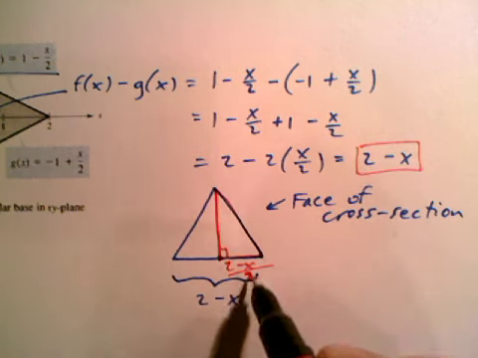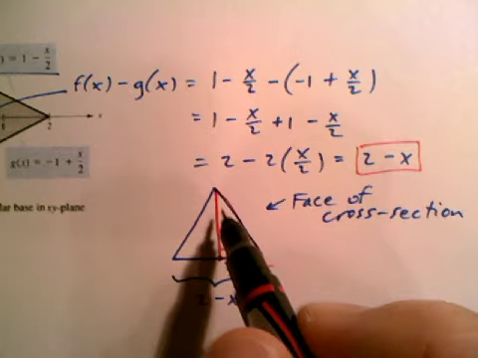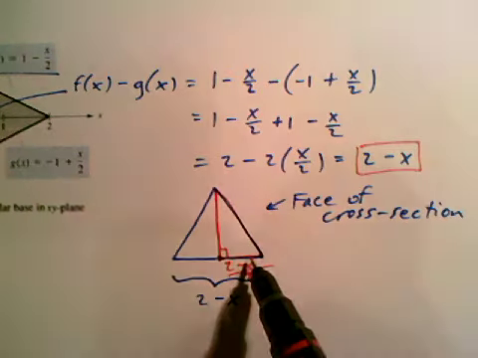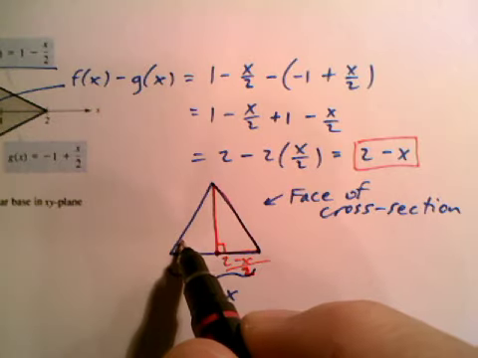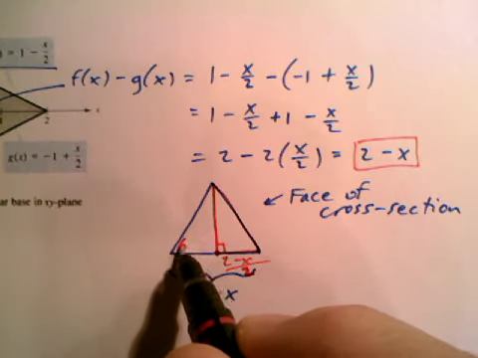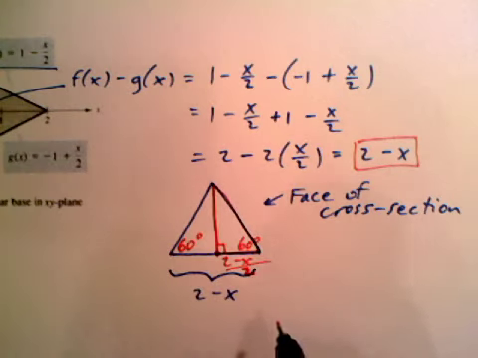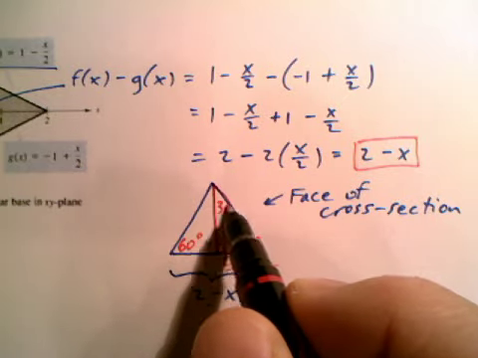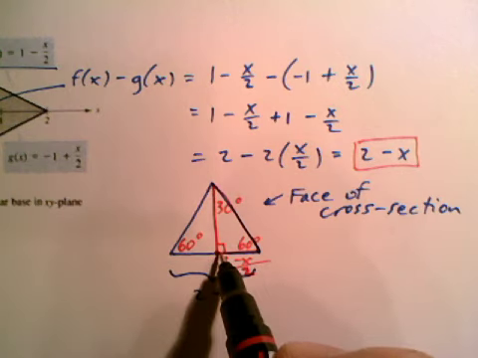That's (2 - x)/2. Alright, but now we need to figure out what the height of this triangle is. If you remember, an equilateral triangle has all three angles with the same measure. This is 60, that's 60, and that means that in this half of a triangle, that's going to be your 30-degree angle. So we have our 30-60-90 right triangle, and we just talked about that.